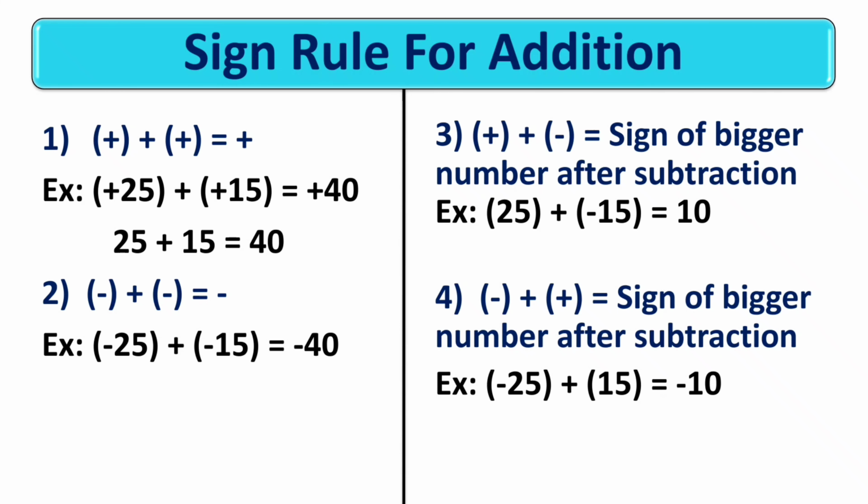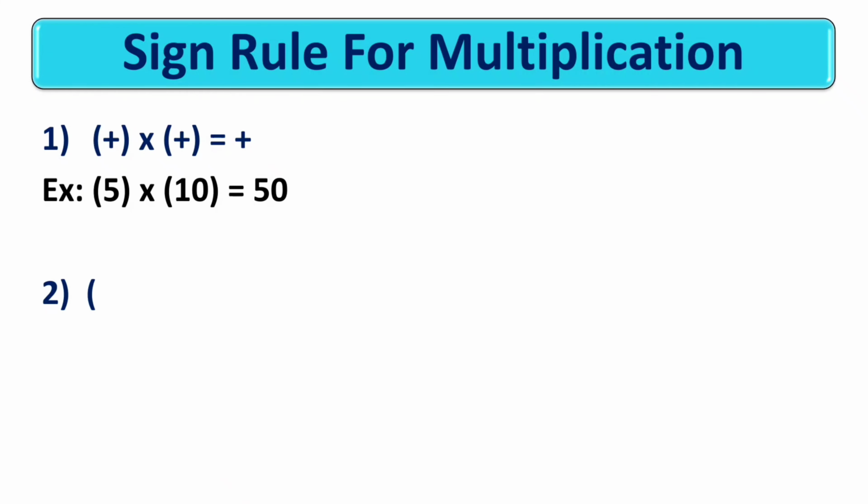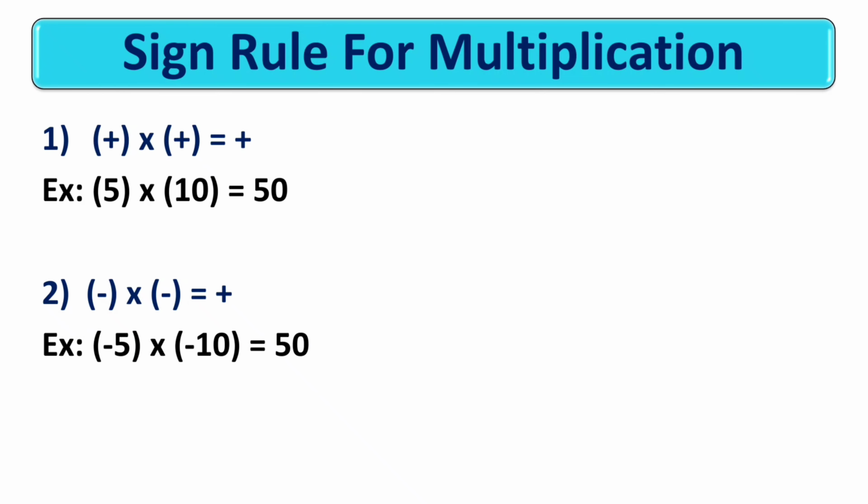Now let's see sign rule for multiplication. First rule is when two positive numbers are multiplied, we get positive number. For example, 5 multiplied by 10 equals 50. When two negative numbers are multiplied, we get positive number. For example, minus 5 multiplied by minus 10 equals plus 50.